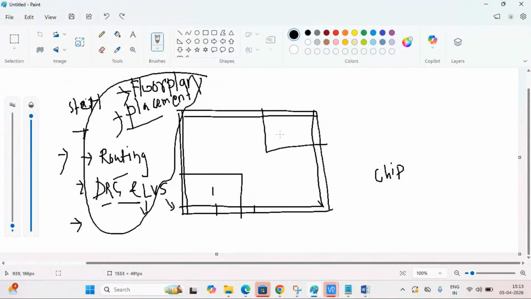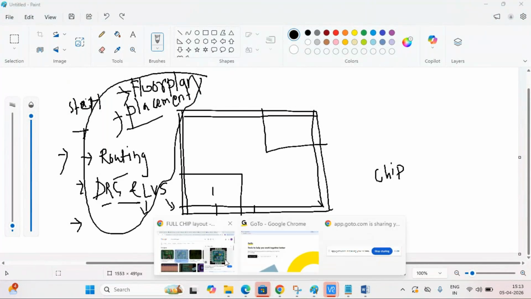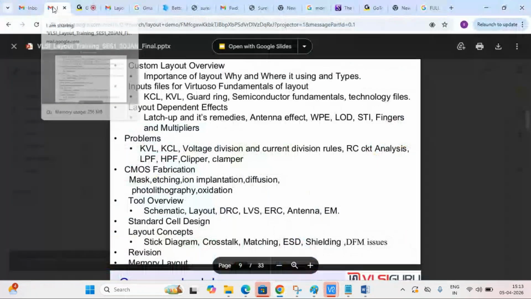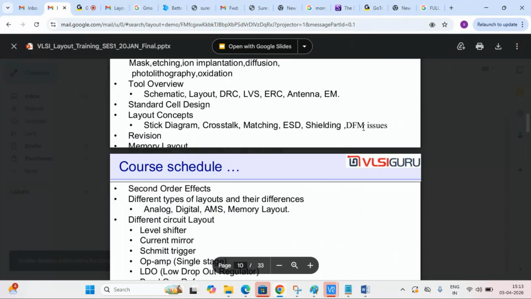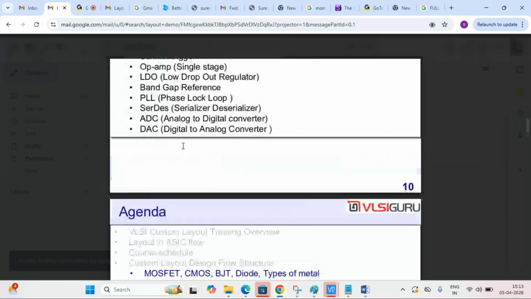But PD needs some scripting and timing analysis, that is different. Here timing analysis is not required, but how to improve R and C parasitics, that thing will be covered. So layout concepts, stick diagram, crosstalk, matching, ESD (electrostatic discharge), shielding, design for manufacturability, DFM issues will be covered.